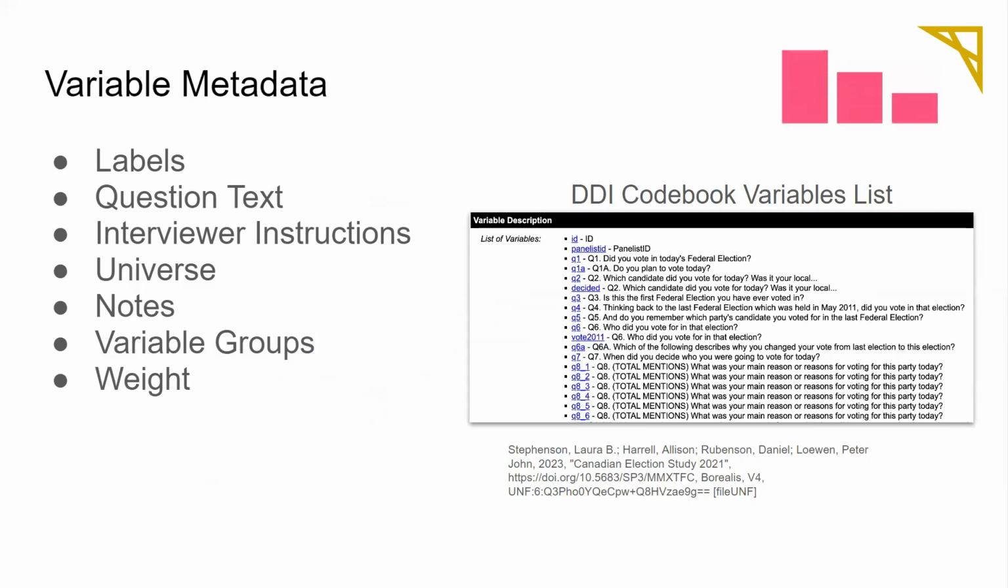All the variable metadata that gets added to Odesi includes structured metadata for the variable labels, question text, interview instructions, universe notes, variable groups, and weights. This is pretty standard if you're familiar with survey data, but oftentimes this information does not come structured to us in a metadata format that we can use in a search database. So that's what's really driving that rich variable searching for Odesi.